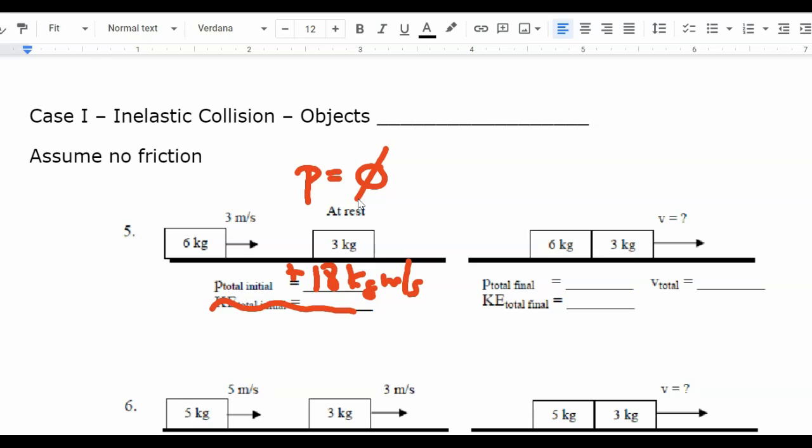So the total momentum only comes from the moving object. The non-moving object doesn't. Now, the law of conservation of momentum says the total momentum before equals the total momentum after. So this has to be 18 kilogram meters per second. The total momentum before has to equal the total momentum after. Now, what is these combined? 6 and 3 combine to make one thing that's 9, right? The combined mass is 9. Now it's just one thing of 9.